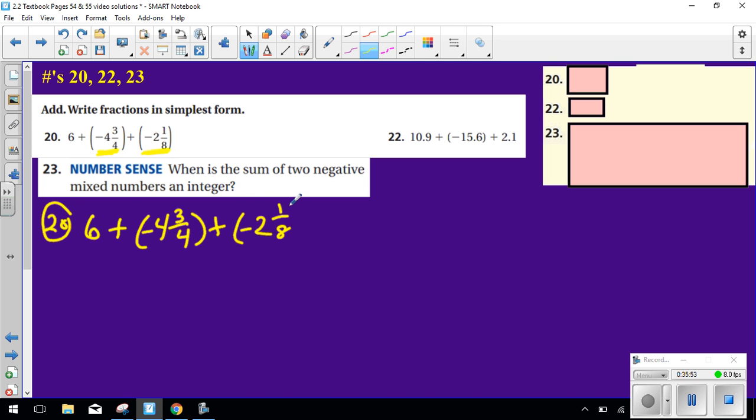So what I like to do when I have a long string of problems is find the common sign. So if we go to 22 real quick, the common sign in this one is positive. So I would add the two positives first, and then I'd worry about the opposite sign later. So I'm going to take this and add them.